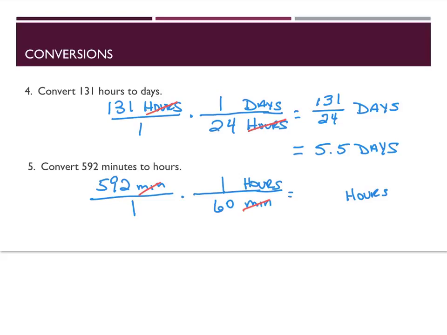Maybe you could see from the problem we did before, anything on top is going to get divided by what's on the bottom. If you want to write it out, there's nothing wrong with that. If I multiply across the top, I get 592. If I multiply across the bottom, I get 60. If I try to skip that step so I can go straight to my decimal answer, 592 on the top gets divided by 60 on the bottom. And when I round that off to tenths, that's going to be 9.7, and my unit is hours.